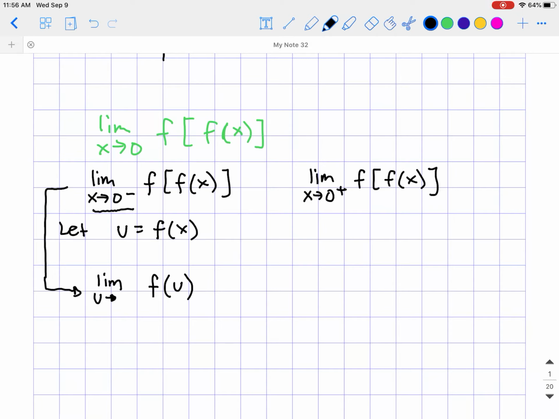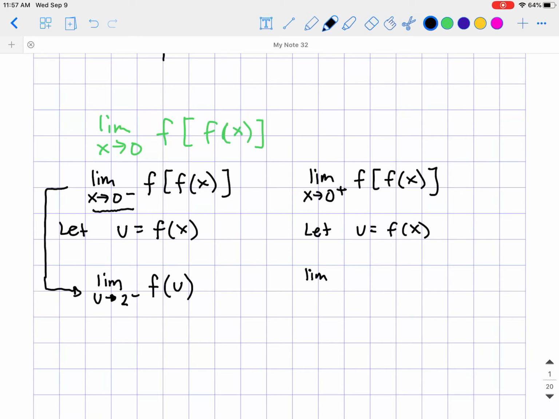So what that means is, in my translation, if I let u equal f of x, then the limit as x approaches 0 from the left becomes the limit as u approaches 2 from the left, because we just said that it's coming from 1.5 to 1.7 to 1.9 to 1.99. Okay. Now, for this part over here on the right, we're going to do exactly the same thing.